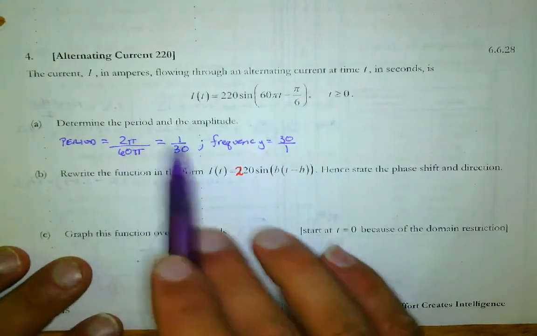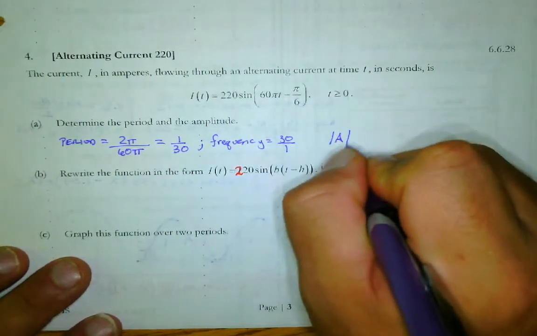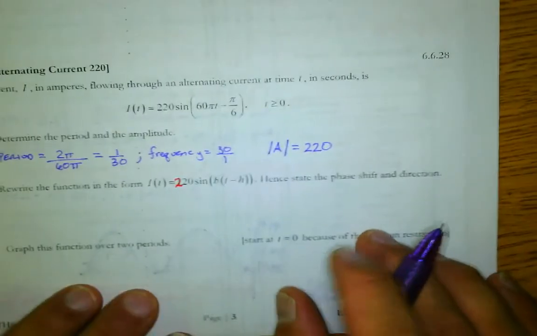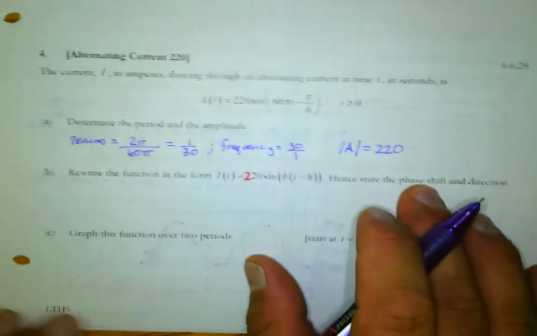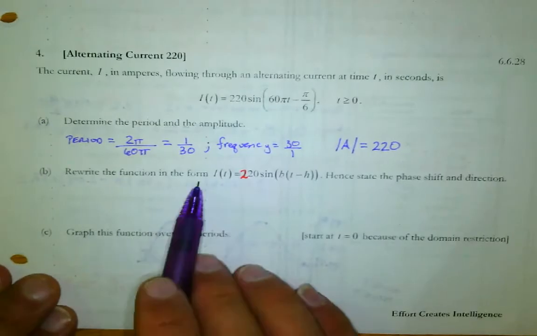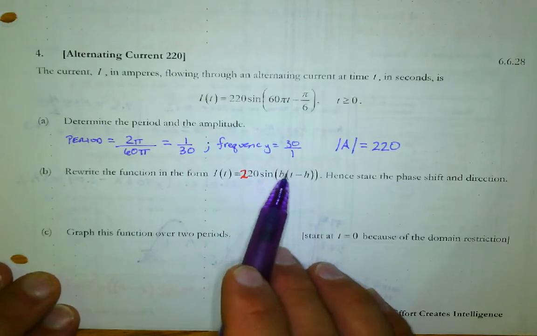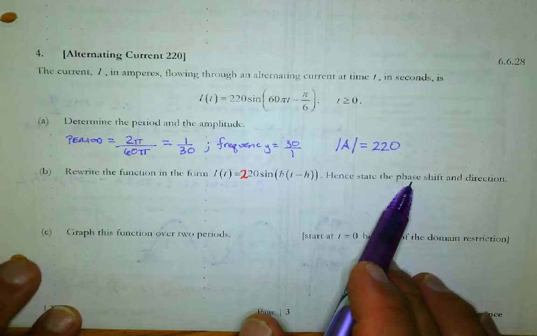Now, we have the period 1/30th, and our amplitude is simply going to be that 220. Okay? Now, that's our first part. The next portion: rewrite the function in the form where I have sine of b times t minus h, and hence state the phase shift and direction.